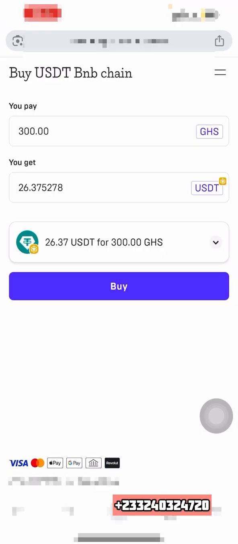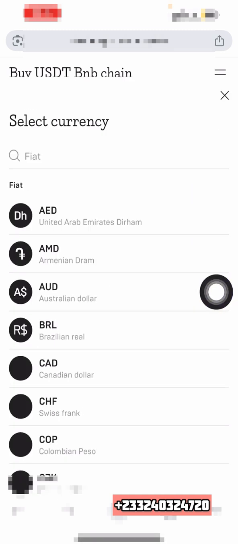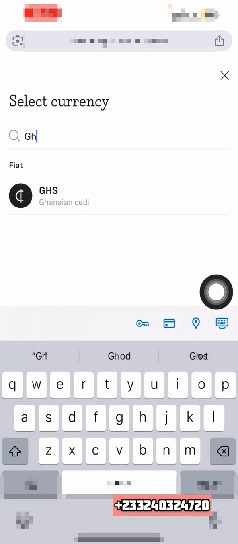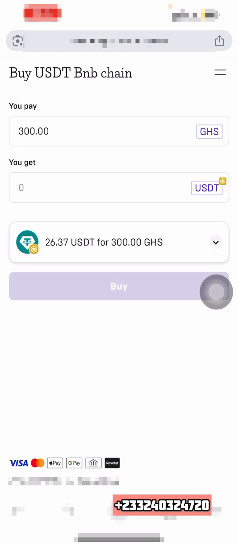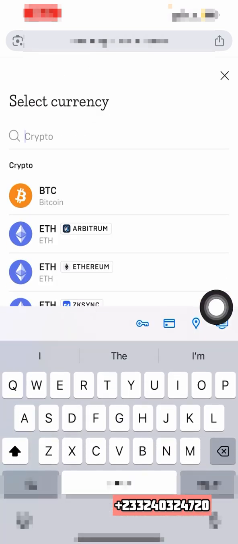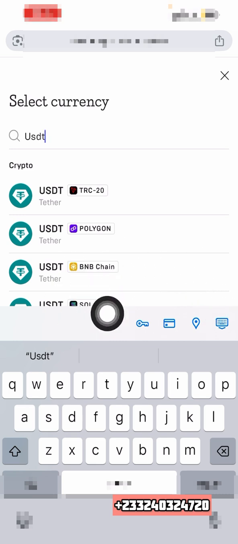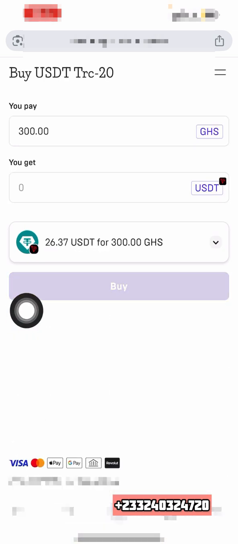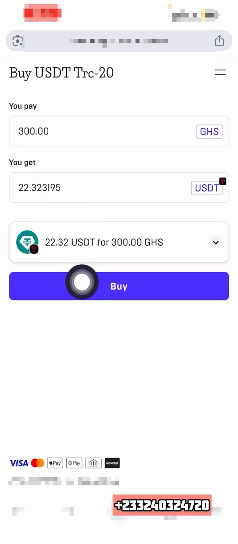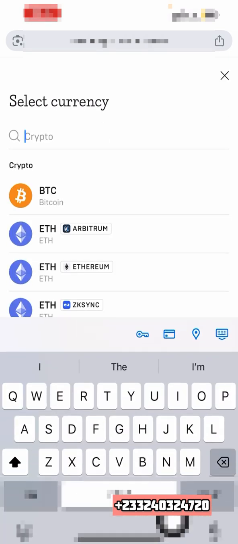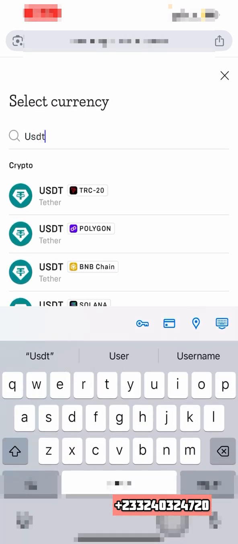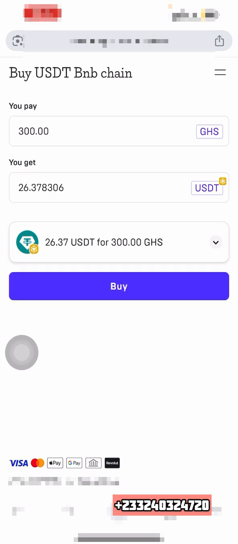Let me go to the broker. When it comes to the broker, you can see that here is Ghana cedis. I select Ghana cedis because I'm in Ghana. And over here you choose USDT, but you have to choose the USDT BEP20 chain, because when you choose the TRC20 chain, for 300 Ghana cedis I'll be getting 22 USDT, and it's a loss to me. So I'll go in for the BEP20 or Polygon. On BEP20, for 300 Ghana cedis, I'll be getting 26.3.